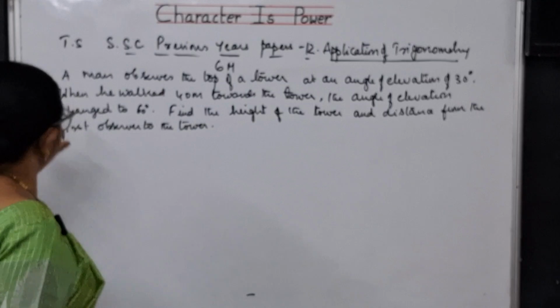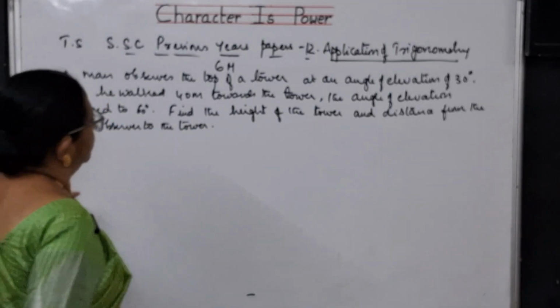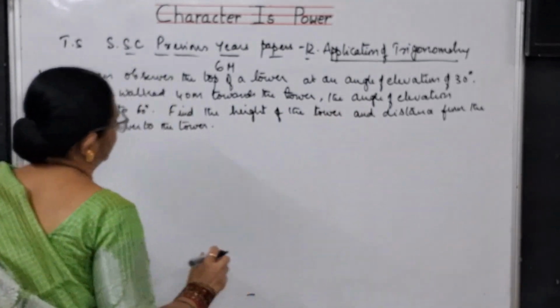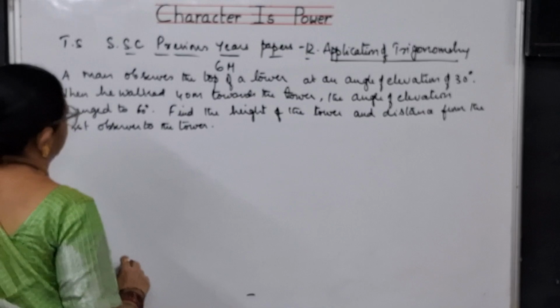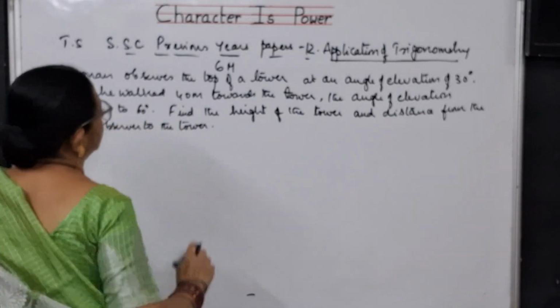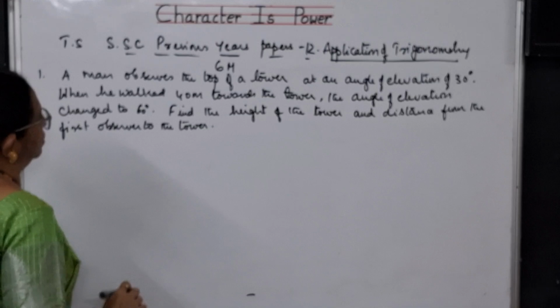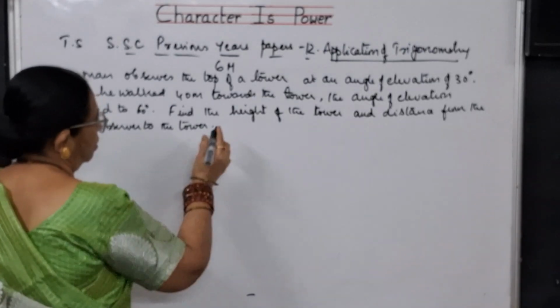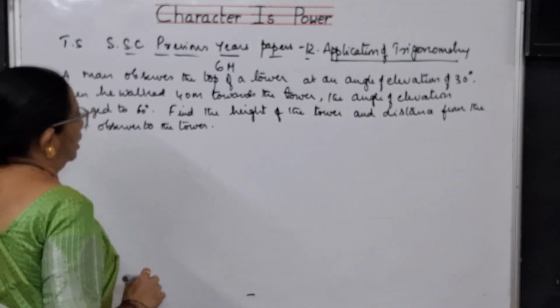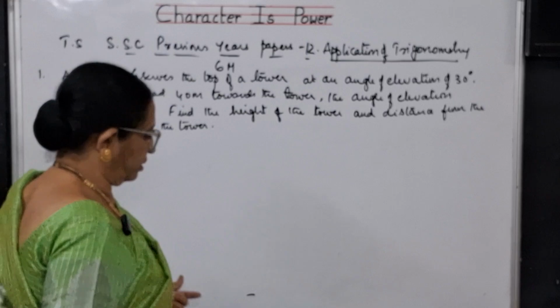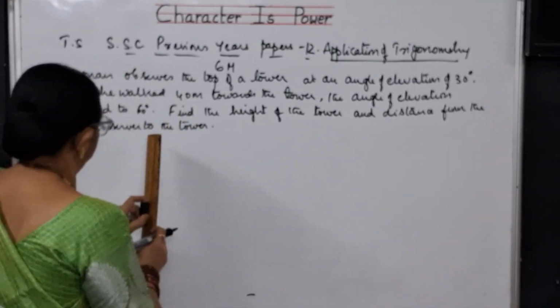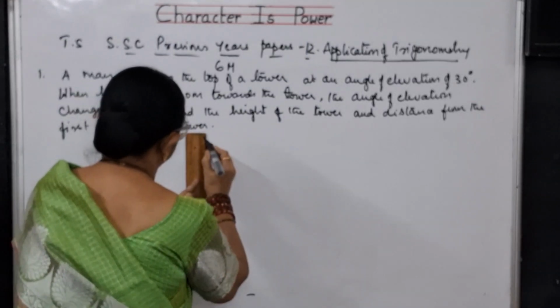So the first problem says a man observes the top of a tower at an angle of elevation of 30 degrees. When he walked 40 meters towards the tower, the angle of elevation changed to 60 degrees. Find the height of the tower and the distance from the first observer to the tower.